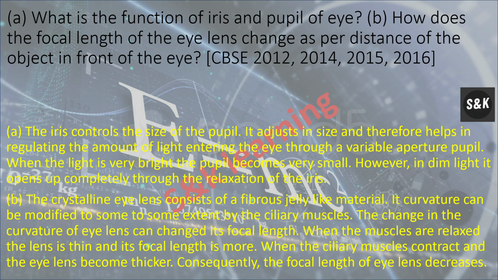What is the function of iris and pupil? Iris controls the size of the pupil. It adjusts in size and therefore helps in regulating the amount of light entering the eye through a variable aperture, the pupil. When the light is very bright, the pupil becomes very small. However, in dim light, it opens up completely through the relaxation of the iris.